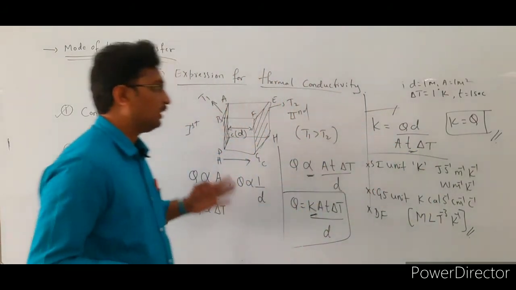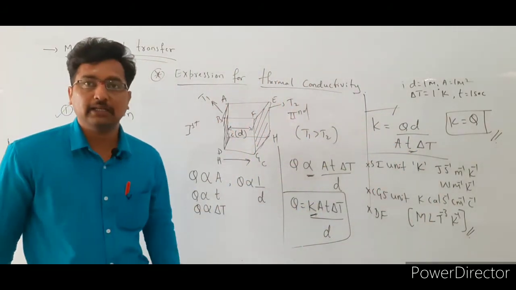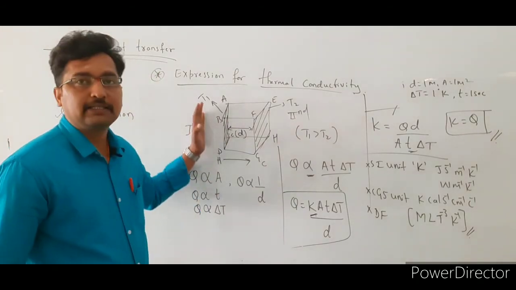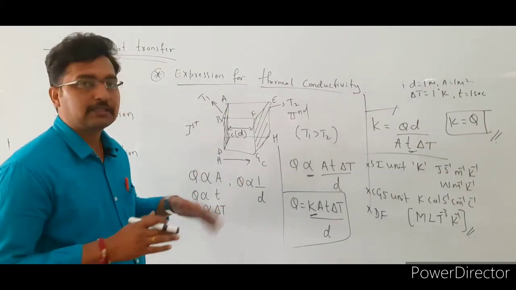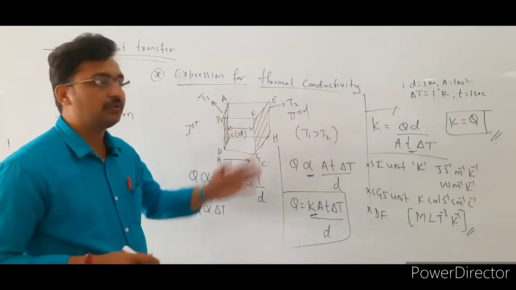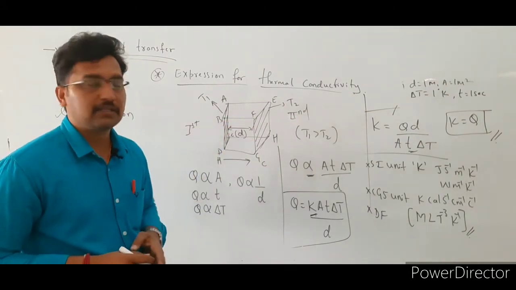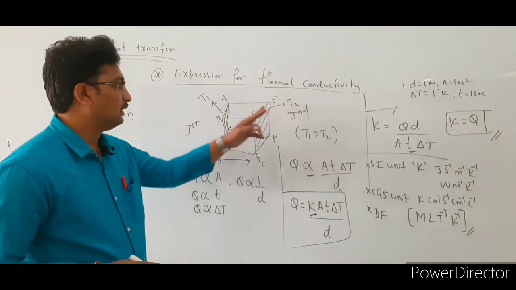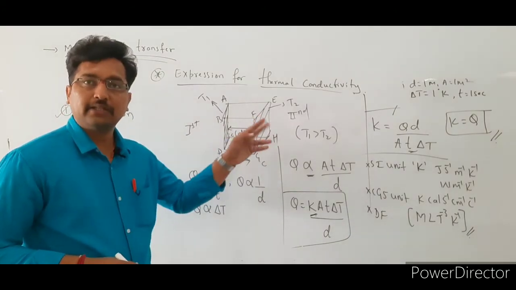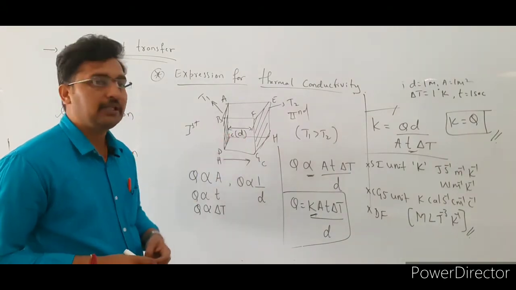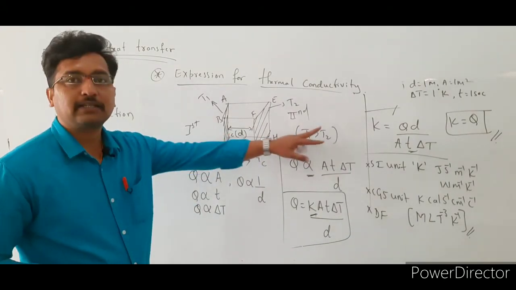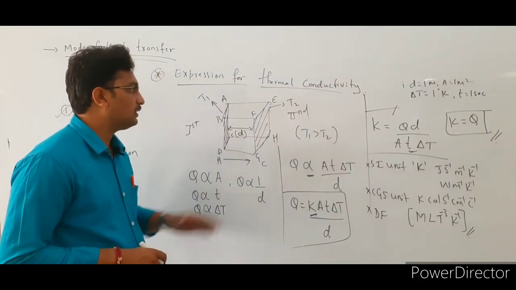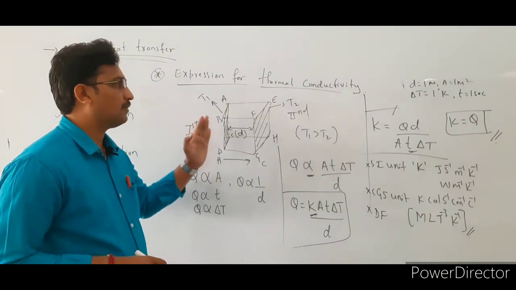And this is the derivation of the expression for thermal conductivity. Here we consider a cube, which consists of 6 faces. In that case we consider 2 faces. This is the first face and this is the second face. The temperature of the first face is T1, the area of this face is A, and the temperature of the second face is T2, the area of this one is also the same, that is A, and the distance between these two is d. Here the condition is T1 is greater than T2. So T1 greater than T2 means this is the hot end and this is the cold end. Heat is transferred from hot end to cold end.